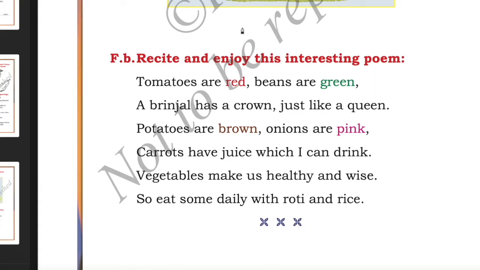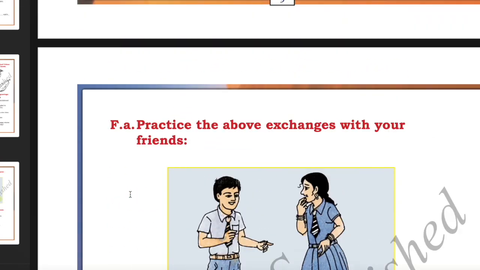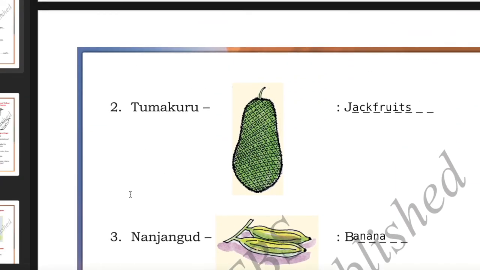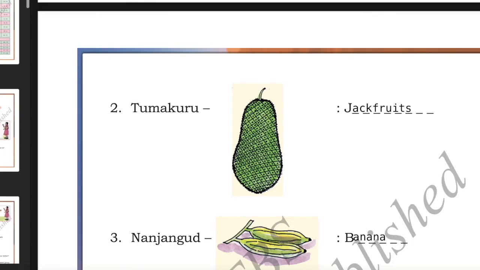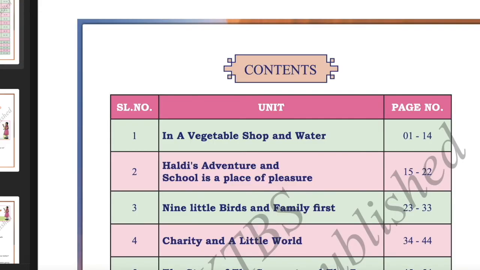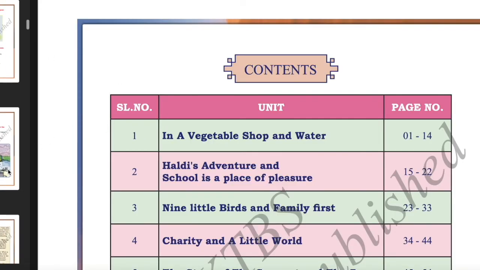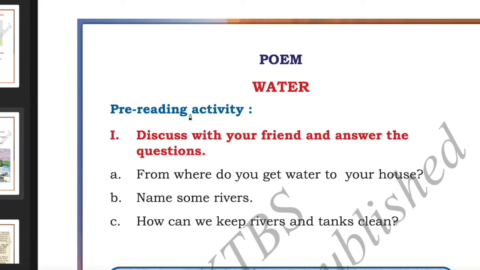Okay, students, so that is the end of the lesson. What is the name of the lesson? That's right, it's A Day in a Vegetable Shop. Okay, so next we have water. We will discuss this poem in the next video. I'll see you all in the next video.